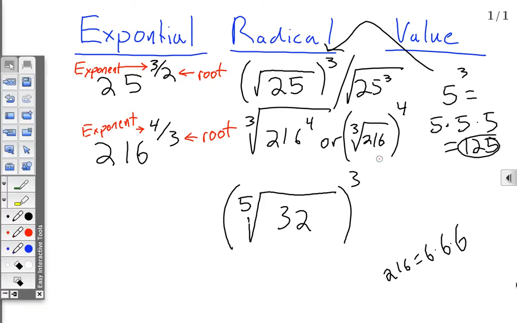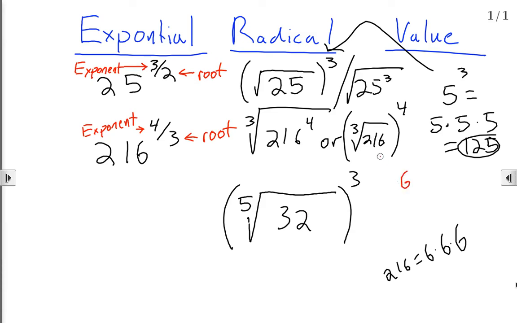The cube root of 216 is 6. And then we still have to raise it to the 4th power. So it's 6 times 6 times 6 times 6. Which I actually don't know off the top of my head. So it's perfectly okay to use the calculator to crunch some of the numbers as long as we understand what these symbols mean. And it's 1,296.